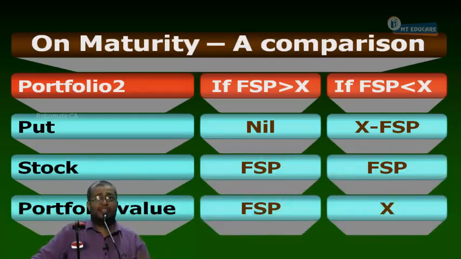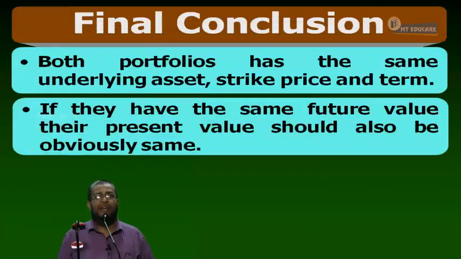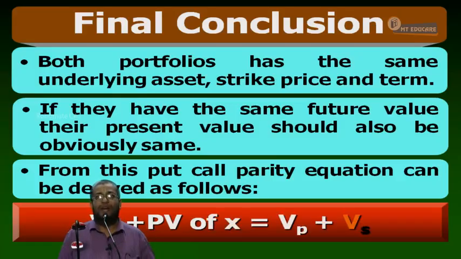Both portfolios have the same maturity value. So if they have the same maturity value, the present value also should be the same. Why? Because the maturity value is FSP or X, with the same underlying asset and same strike price, and the discounting period is also the same, since the maturity period is the same. Then the present value also should be the same. Hence there exists a put call parity equation: VC plus PV of X is equal to VP plus VS. Understood or not? Now, can I proceed further?